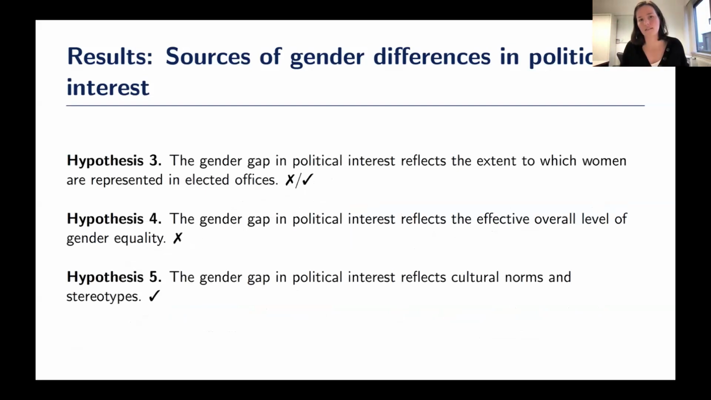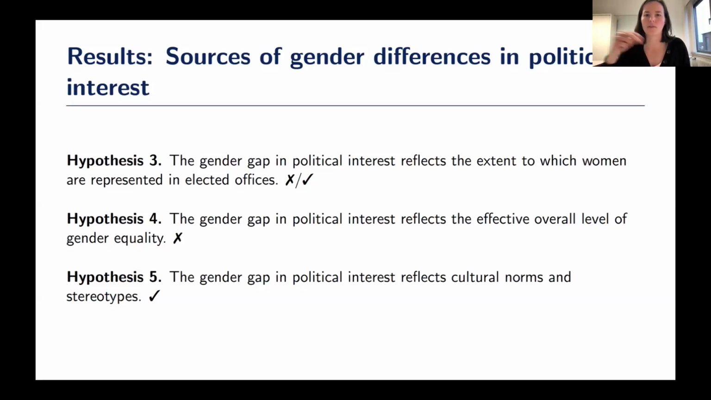This matters because, again, political interest is one of the main determinants of voter turnout. So ultimately, in settings where there's a much reduced gender gap in political interest, there's also going to be a much reduced gender gap in voter turnout as well. So in terms of our context level hypotheses, the evidence for the third hypothesis is somewhat mixed.